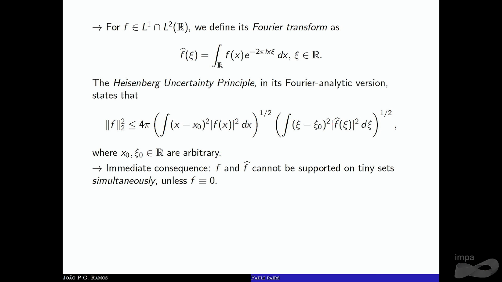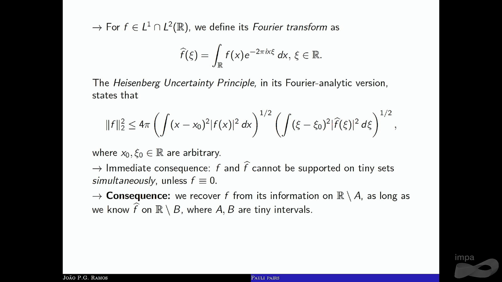So what we can get from this inequality is that if the support of f and the support of f hat are simultaneously very tiny, then the right-hand side is majorized by 4 pi times epsilon times delta times the L2 norm squared again. And if I suppose that my function is not 0, then 4 pi times epsilon times delta has to be at least 1. So if epsilon and delta are sufficiently small, this cannot be unless the function is 0, right?